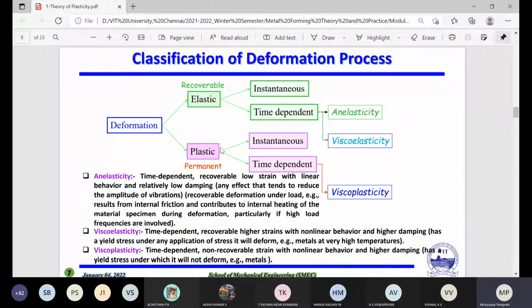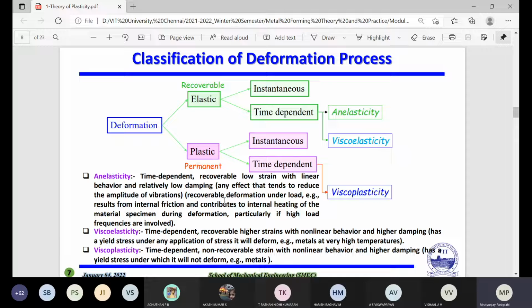Similarly, if you go to plastic deformation, you again find instantaneous and time dependent, and in the time dependent you go to viscoplasticity. I put just one line for these three because these are all general terminology. The three terms I have added here are anelasticity and viscoelasticity in the case of elasticity, the recoverable one, whereas viscoplasticity is in the plastic deformation.